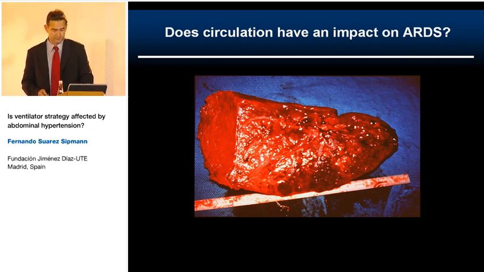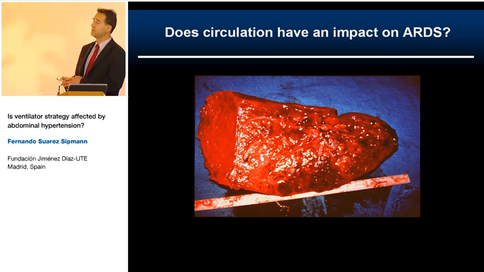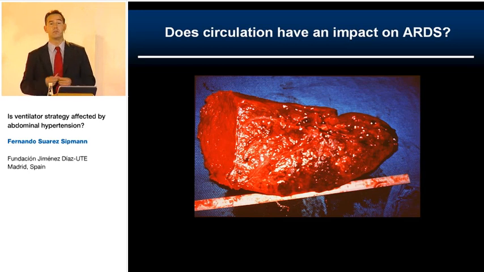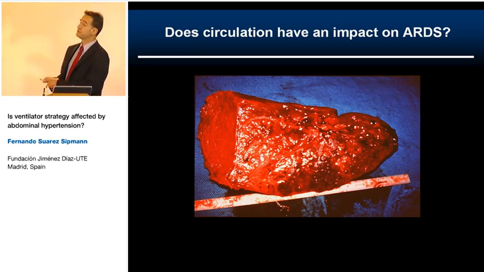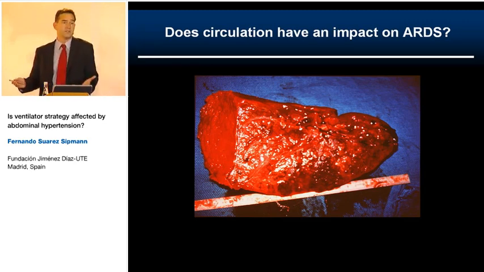Of course, when it's too late, we can easily answer that when we see a lung like this, that perfusion has probably had a major role in destroying this complete lung, converting it into a mass of bloody edematous tissue. But this is too late.